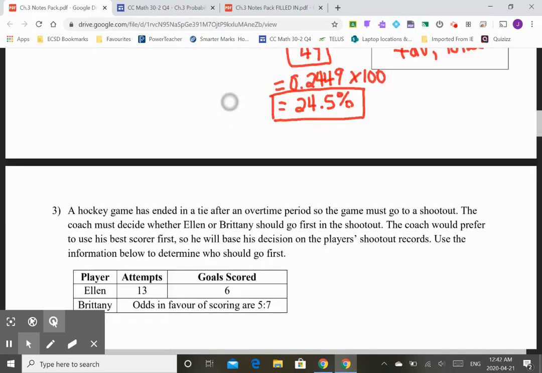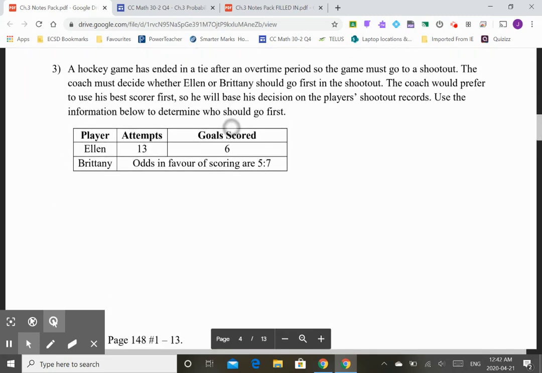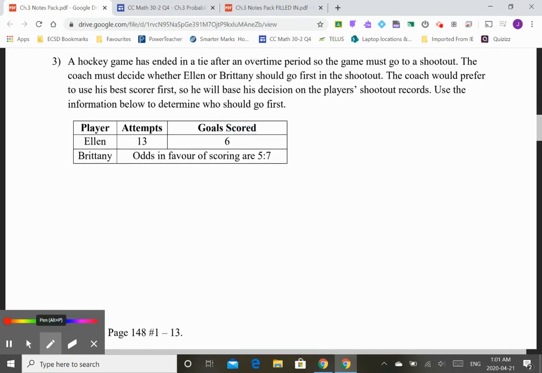Let's look at our last example in this section. A hockey game has ended in a tie after an overtime period, so the game must go to a shootout. The coach must decide whether Ellen or Brittany should go first in the shootout. The coach would prefer to use his best scorer first, so he will base his decision on the player's shootout records. Use the information below to determine who should go first.